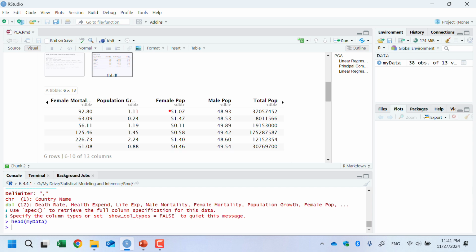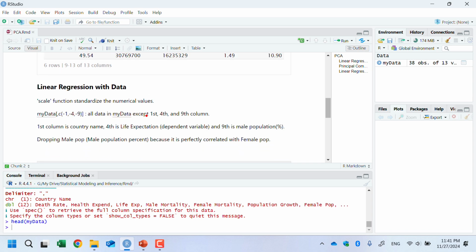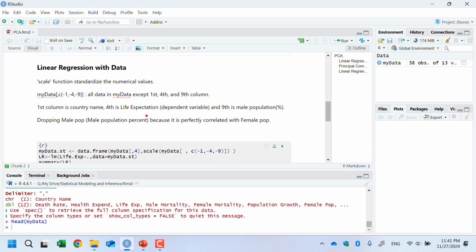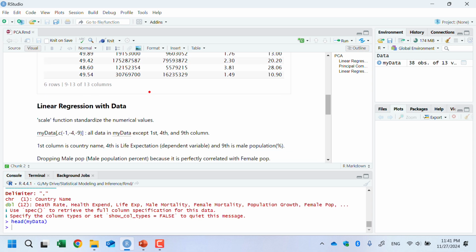As you can see, this is 51.07, which means the other is 48.93. So actually we don't need both of them. We know one and we can calculate the other one. Total population, labor force, fertility rate, birth rate, and so on. Now we will do the regression with our original data, which means we will use total population, labor force, and so on.